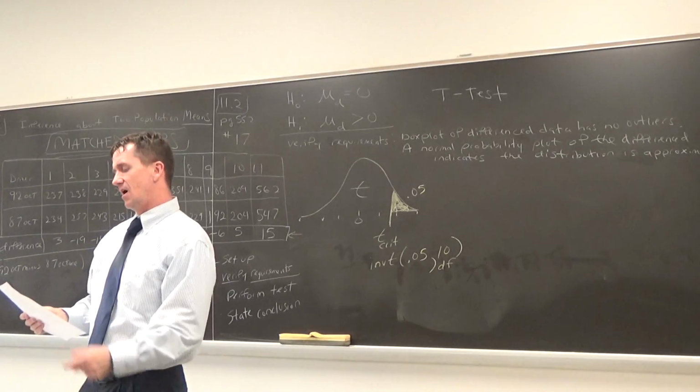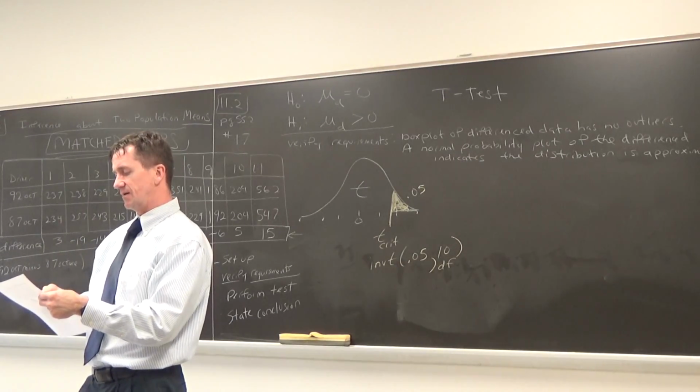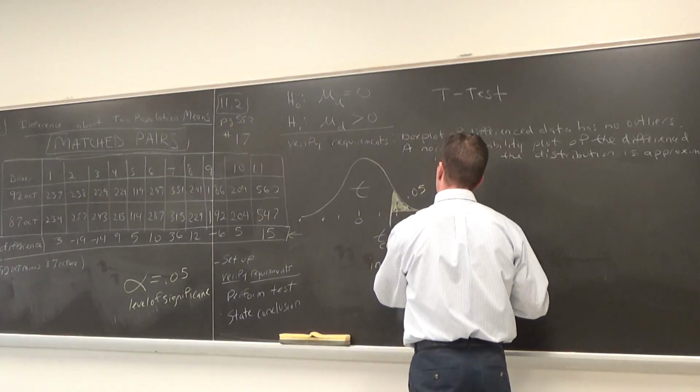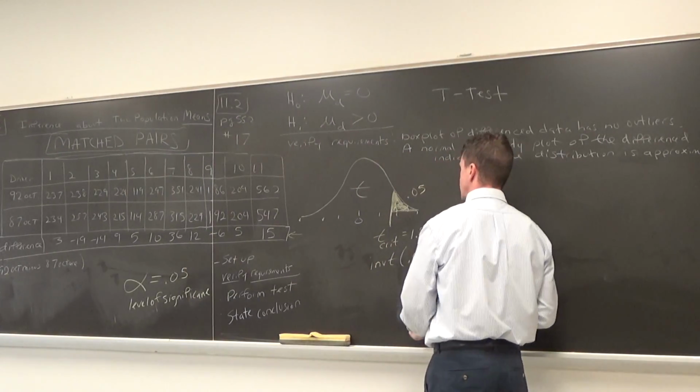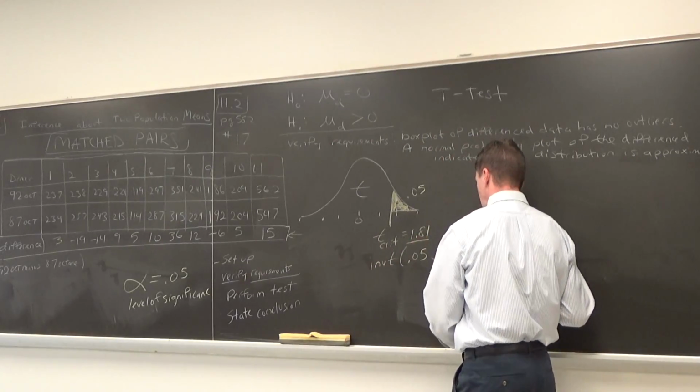or keep it there. All right, then look down df 10 and look over at 0.05 and match it up. 1.812. I'll just go out 2 places, that's good enough. 1.81. That's our t crit. Now what are we going to compare it to?